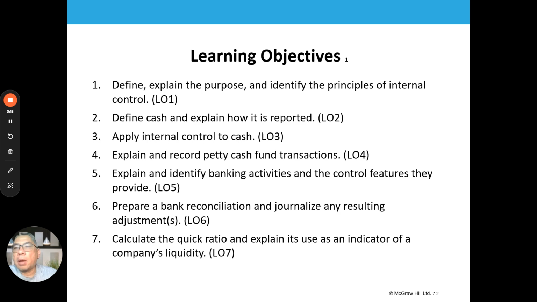There are a number of objectives, from 1 to 7. We'll go step by step. In these lectures: explaining the principles of internal control, explaining cash, applying internal control to cash, explaining how to record petty cash transactions, identifying banking activities, preparing bank reconciliations, and calculating a number of ratios to determine the company's liquidity.